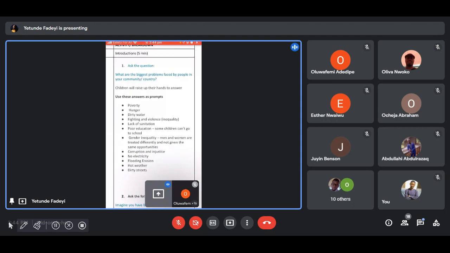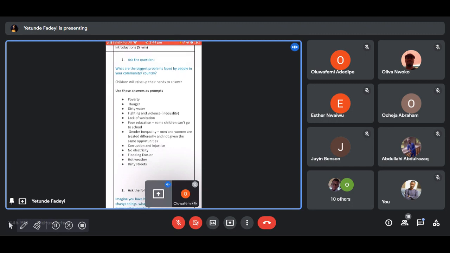And the reason why we're asking this question is because I don't know how many people are familiar with the SDGs on this call, but a link will be provided so we can read up and see what it means. But the SDGs are tied in such a way that they address problems within our immediate community and even in the country.